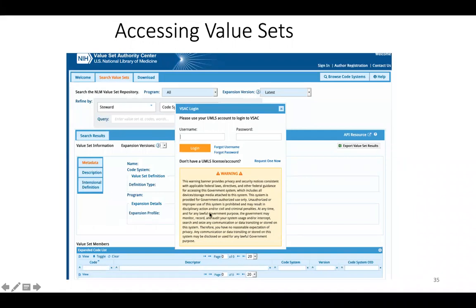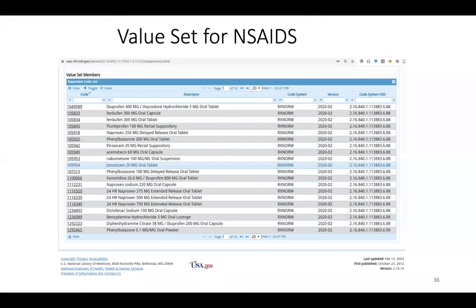So the Value Set Authority Center is maintained by the National Library of Medicine. It's open source, but you do have to create an account to access the different value sets. For example, we can show you the value sets for NSAIDs. So these are value sets for NSAIDs that we used in our project. Dan, do you want to add a little bit more about value sets?